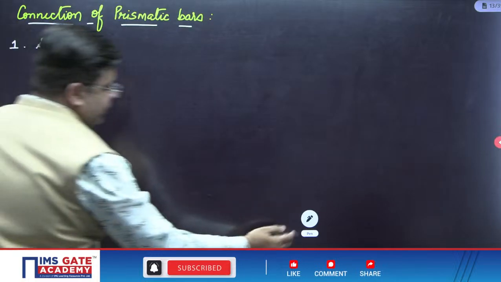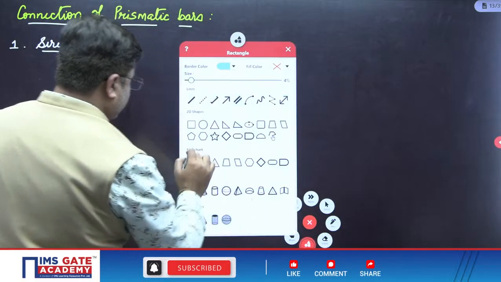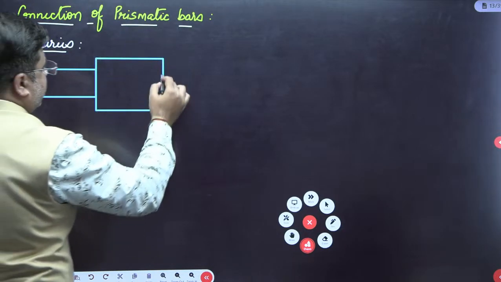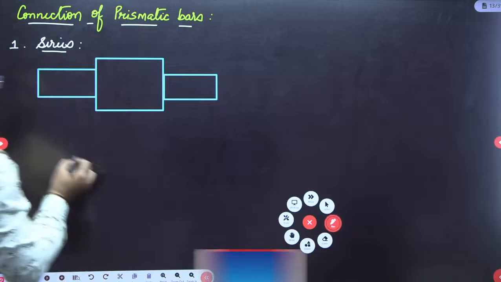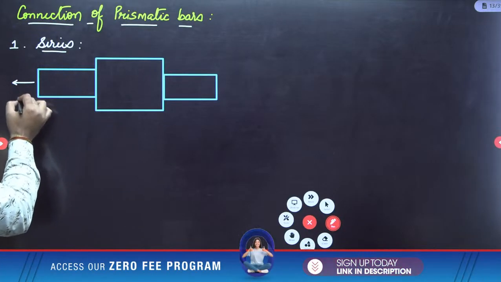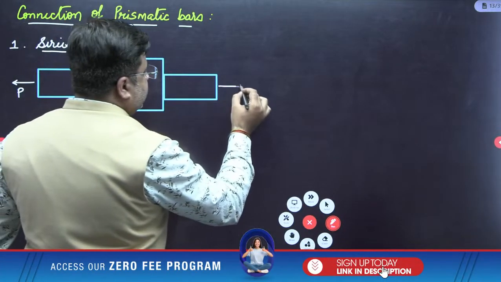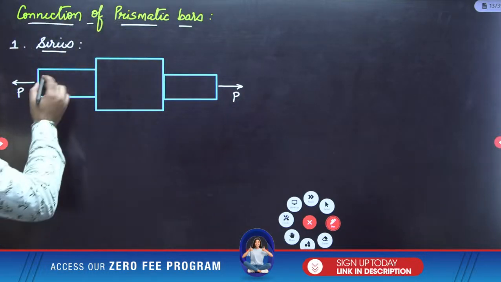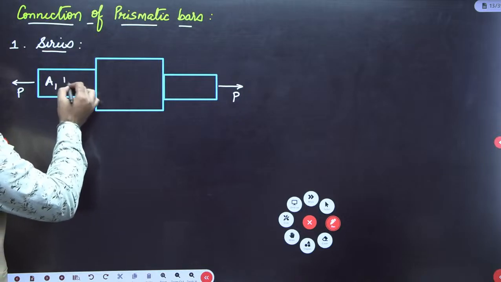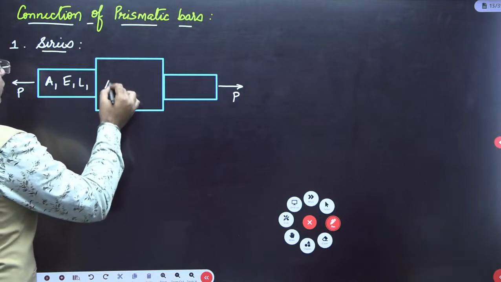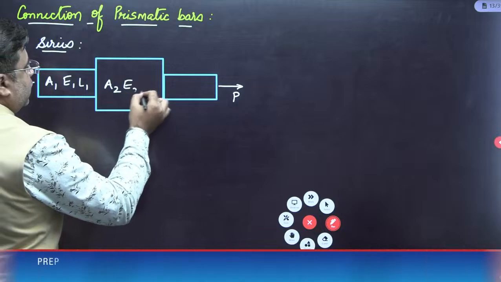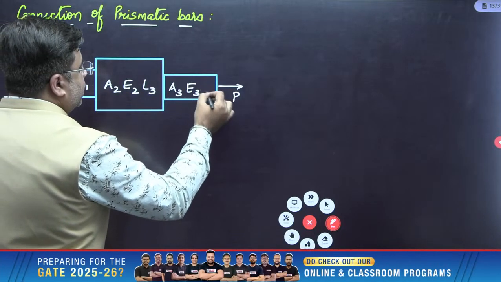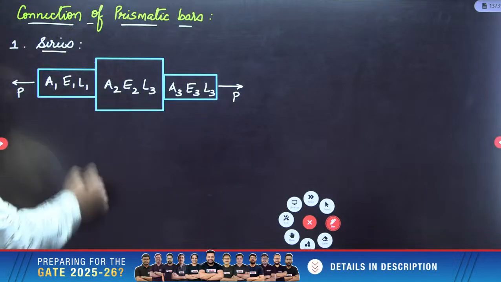These are the prismatic bars which are connected in series. So, what will be the common thing among all the prismatic bars? These are the prismatic bars connected in series, and the assembly is subjected to an axial load of P. The area of cross section for material 1 is A1, E1, L1, A2, E2, L2, and then you have A3, E3, L3. So what is the common thing among all the materials?